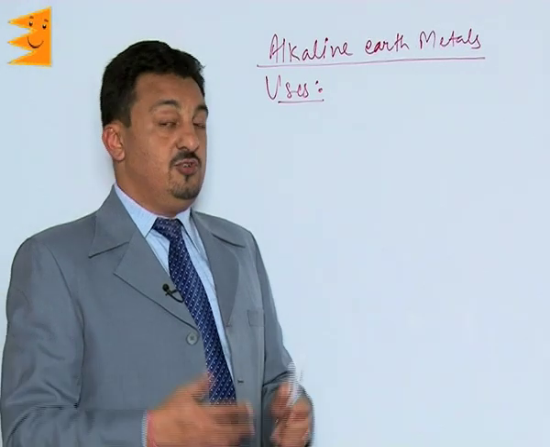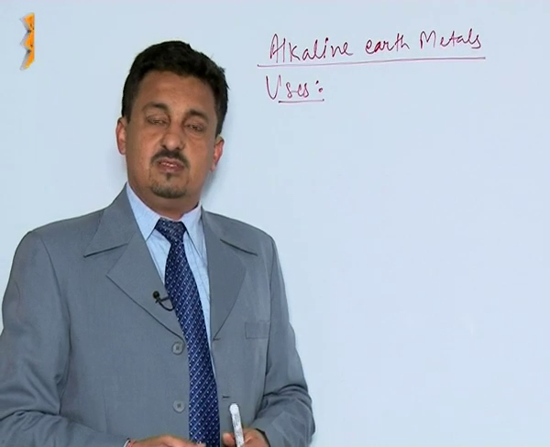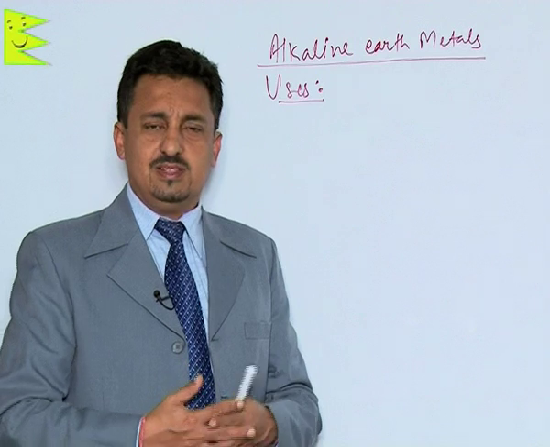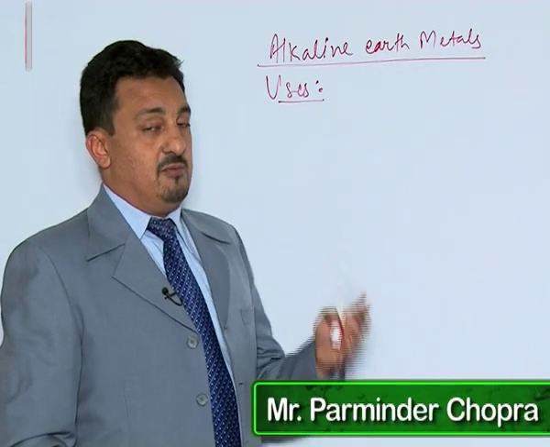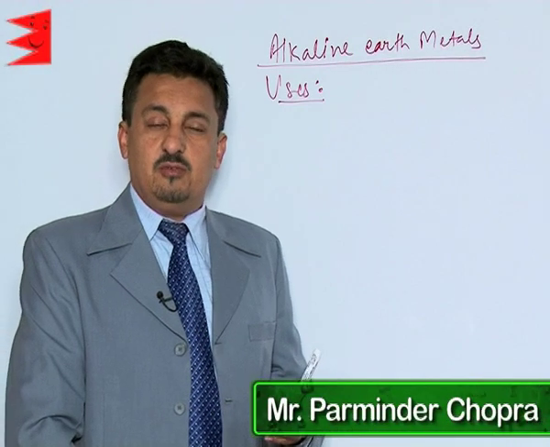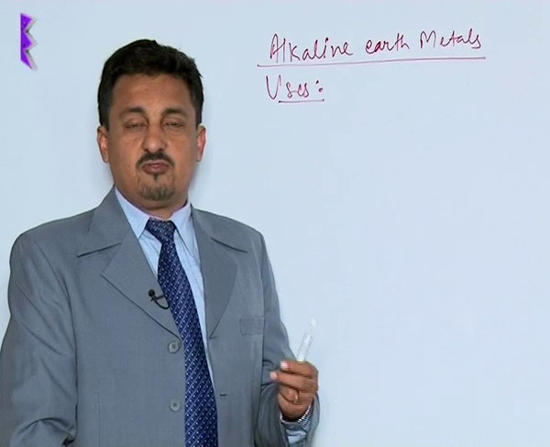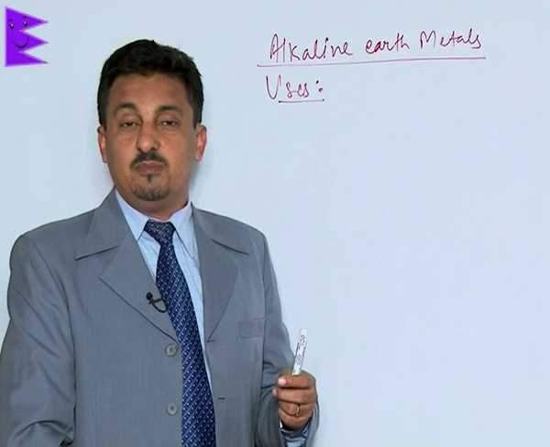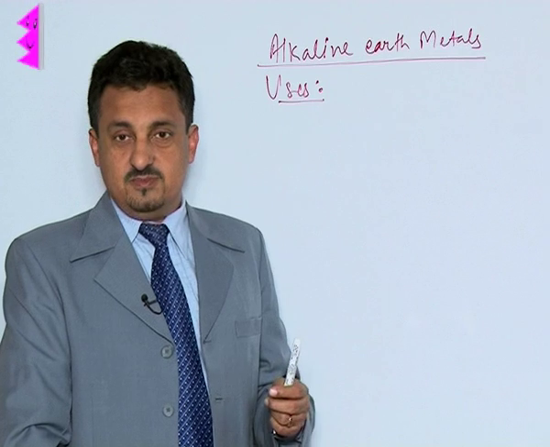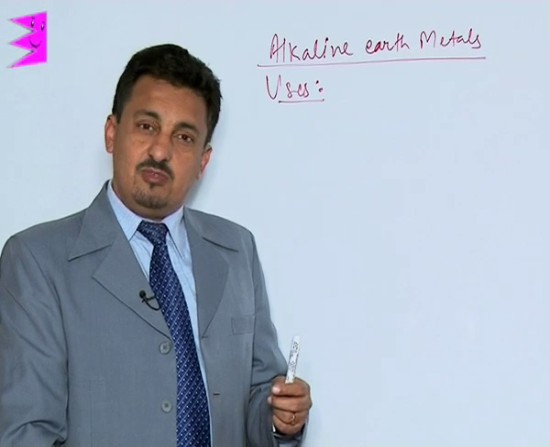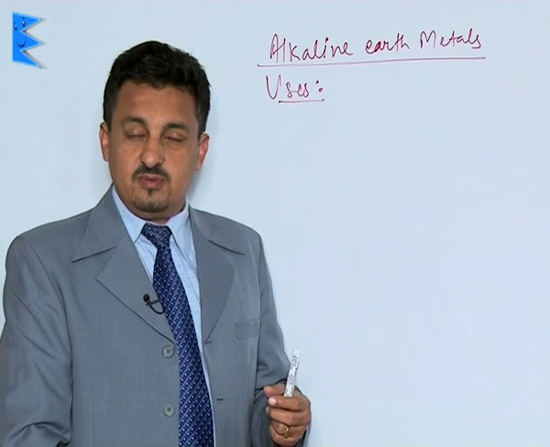Now let us discuss the uses of the alkaline earth metals. These are very useful metals. Let's start from beryllium. Beryllium combines with copper and forms a number of very strong alloys, which are specifically used in the preparation of springs. Beryllium is also used in making the windows of the X-ray tubes.